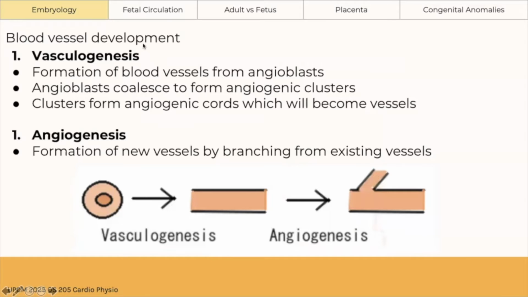So, of course, the blood vessels also have to develop, and they do this through two processes, either through vasculogenesis or angiogenesis. So, vasculogenesis is the formation of blood vessels from angioblasts, and these angioblasts then coalesce to form angiogenic clusters. The clusters form angiogenic cords, which will become your vessels. And you have your angiogenesis, which is the formation of new vessels by branching from existing vessels. So if this is your angioblast, they coalesce and then they eventually form your vessels. That's vasculogenesis. And then angiogenesis are vessels that already come from existing vessels.